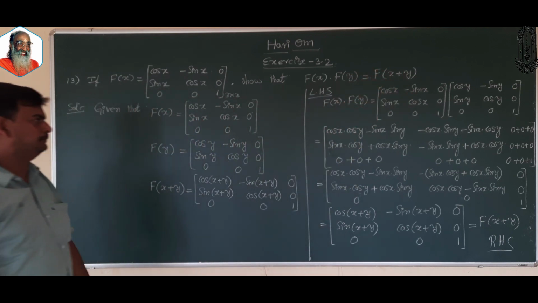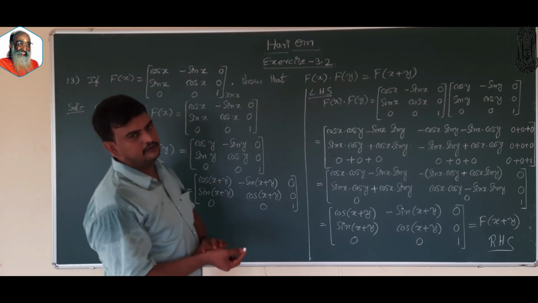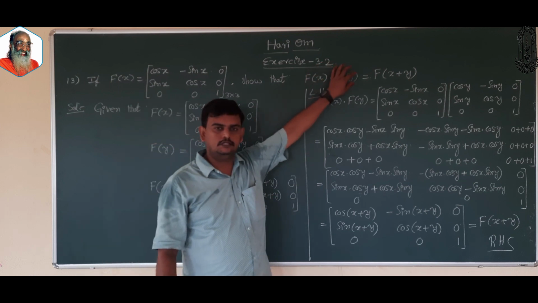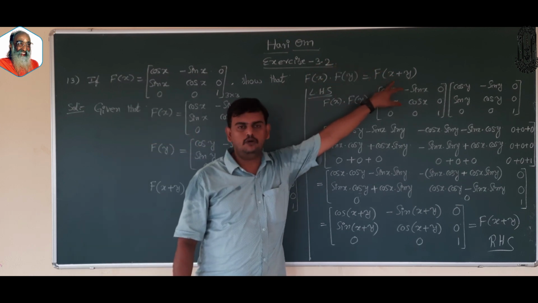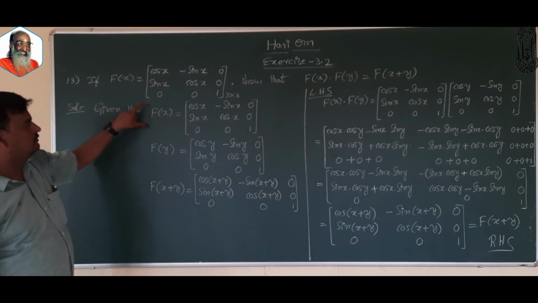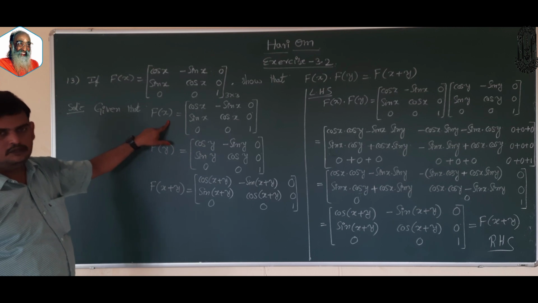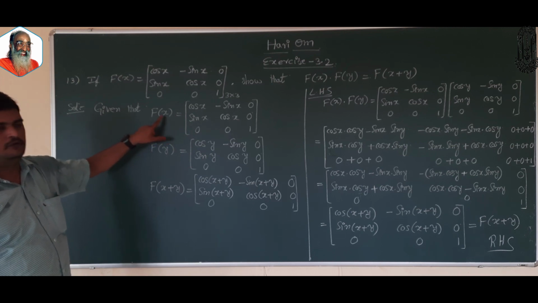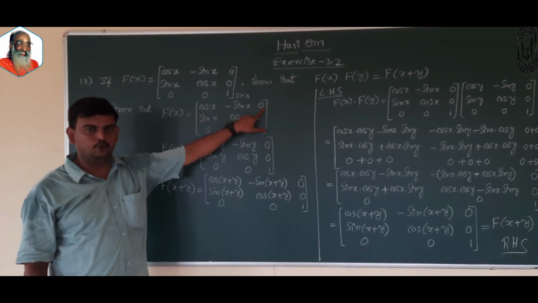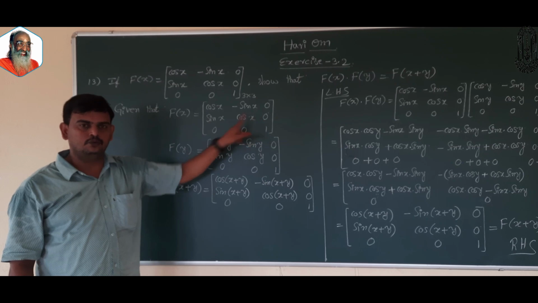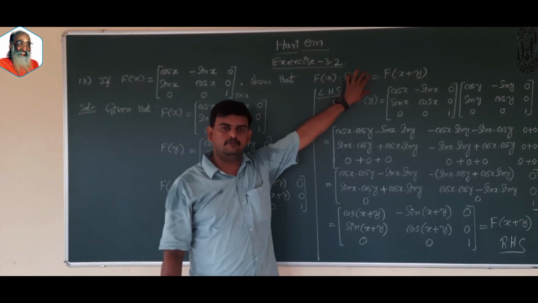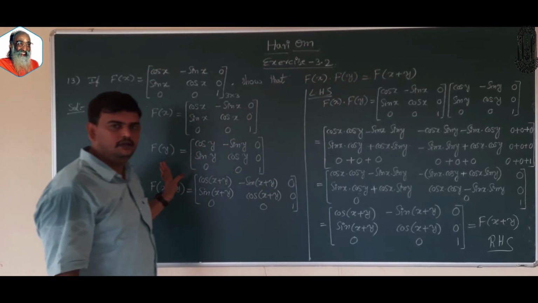How to find it? Whenever we have a question like show that or prove that, we take LHS. By simplifying the LHS, we show RHS. Now here, we have only one given matrix, that is f of x. Here x is a variable. When we have f of x matrix is cos x minus sin x 0, sin x cos x 0, 0 0 1. To simplify LHS, I require f of y also. For that I am finding f of y.